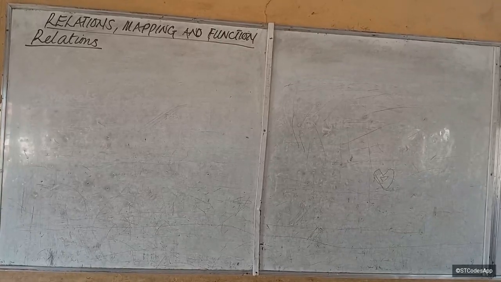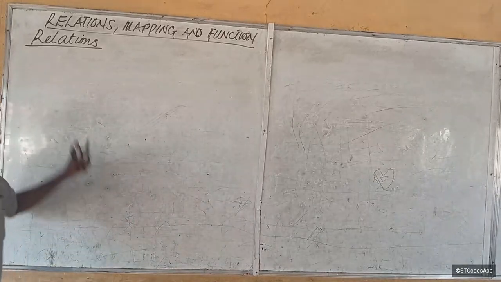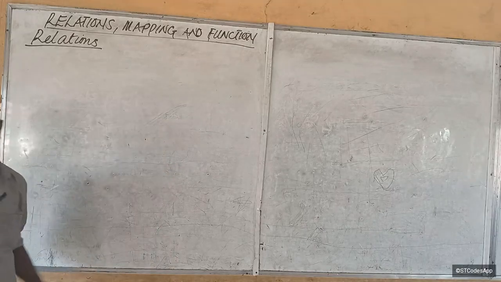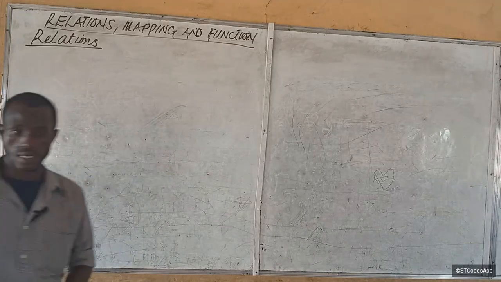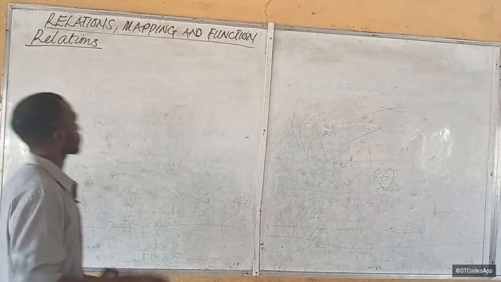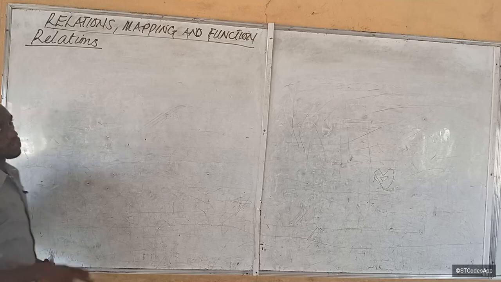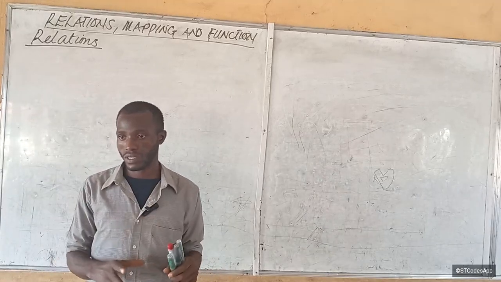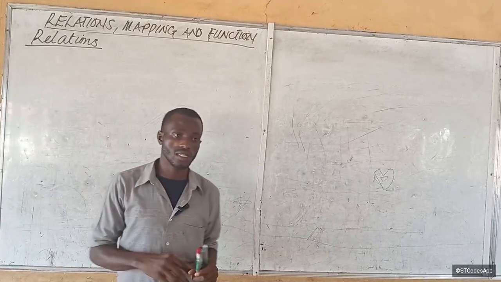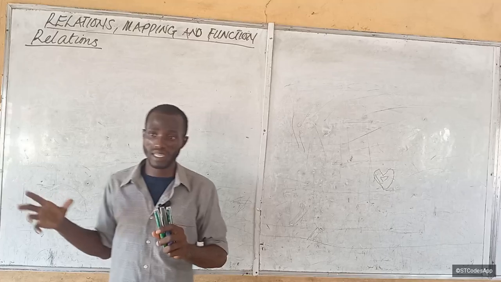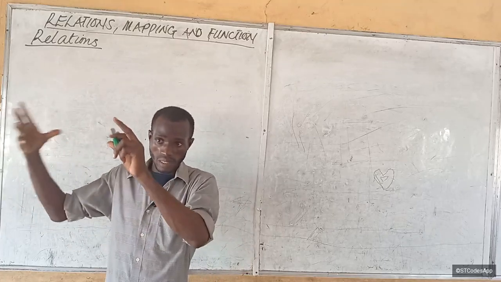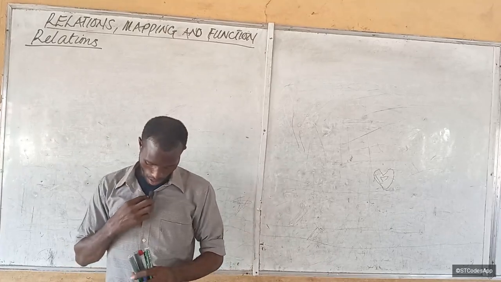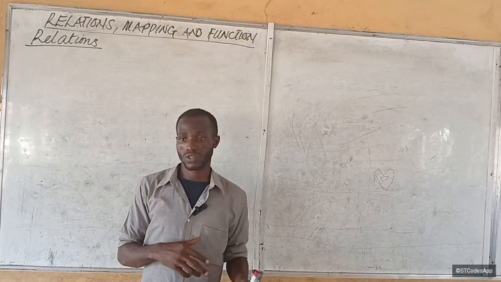All right. So we're going to be taking relations, mapping, and function. Now we're going to be beginning with relations. You see, relations encompass both mapping and function. Is that okay? So more like the big guy, the superset, is relations. Is that okay? And the subset, mapping and function.